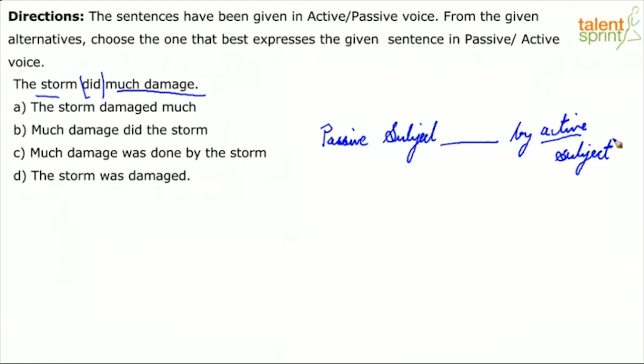Yeah, so obviously, so if you look at it, B, much damage did the storm, doesn't seem complete. By whom, right? That by whom is not responded here. So much damage was done by the storm. C seems the most appropriate option. The storm was damaged is again incorrect in terms of meaning, right? So yes, all of us are aware. Let's move on to the next question.